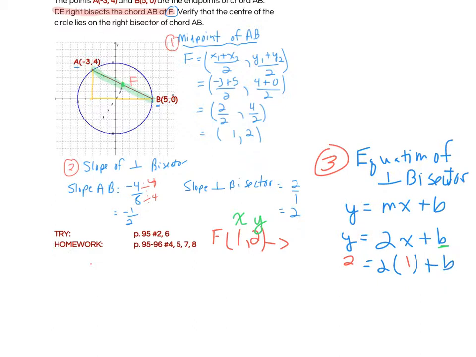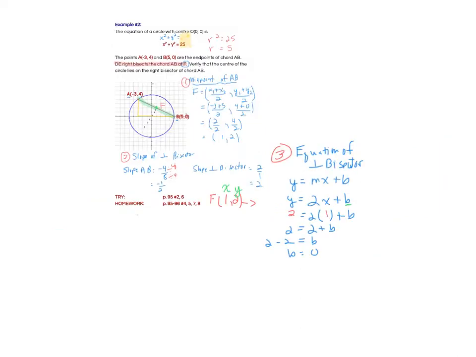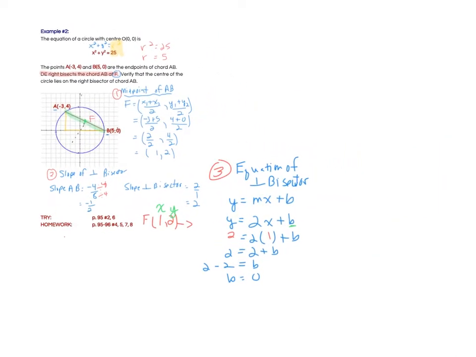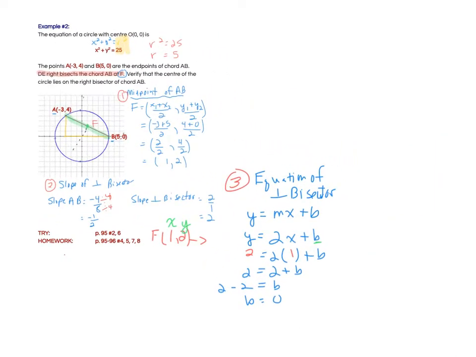Let me clean this up. So 2 equals 2 plus b. 2 minus 2 equals b. So b in this case is 0. So what does that mean for me? Well, it means that the equation of my line for my right bisector is y equals 2x plus 0, or simply y equals 2x.